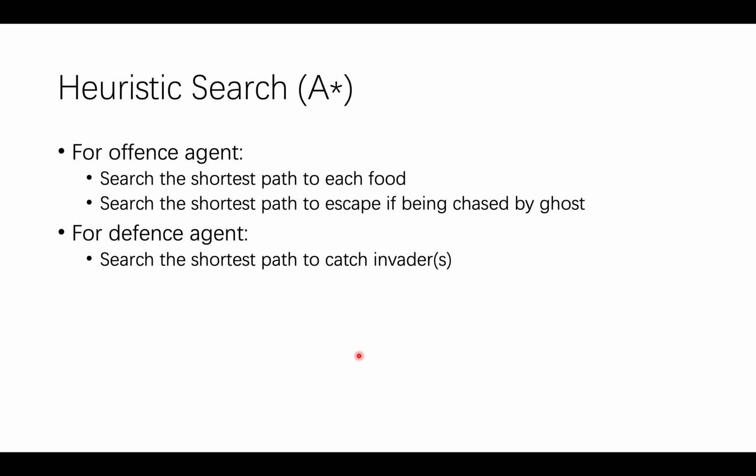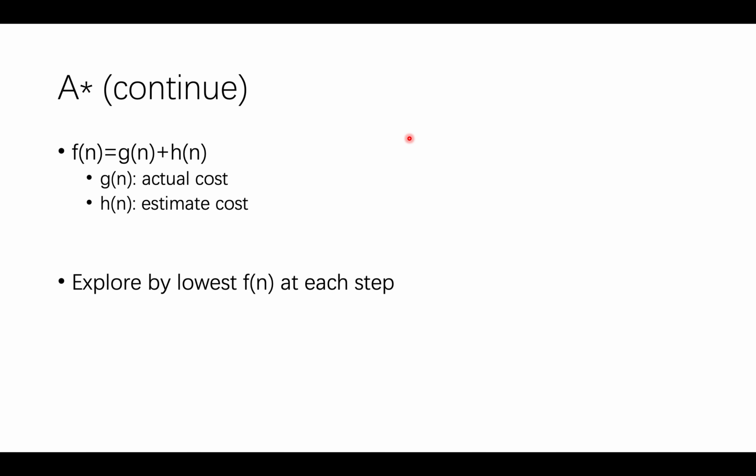The A-star algorithm is one of the most efficient search methods to search shortest paths. So we use it both in our offense agent and defense agent. The formula is expressed as F(n) equals G(n) plus H(n). F(n) is the cost estimation from the initial state to the target state via the state n. G(n) is the actual cost from the initial state to state n in the state space. H(n) is the estimated cost of the best path from state n to the target state.